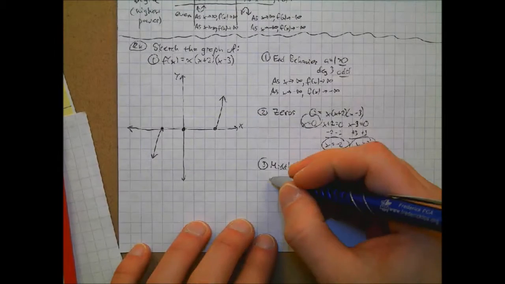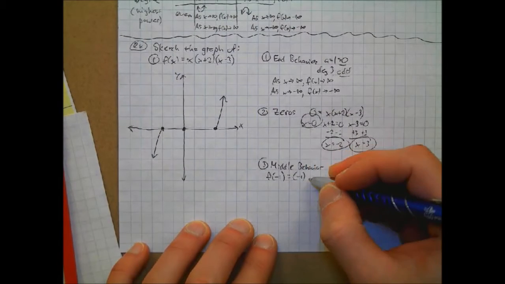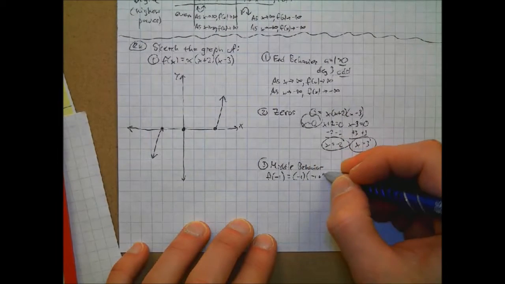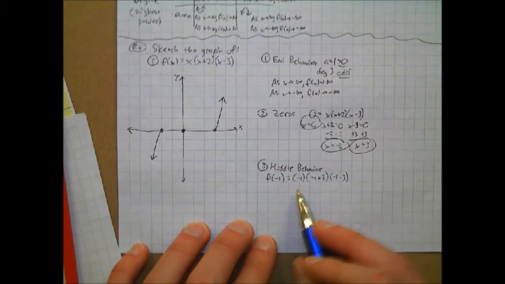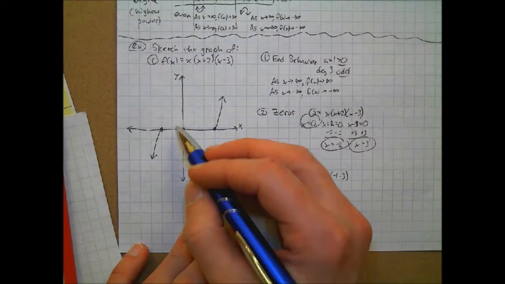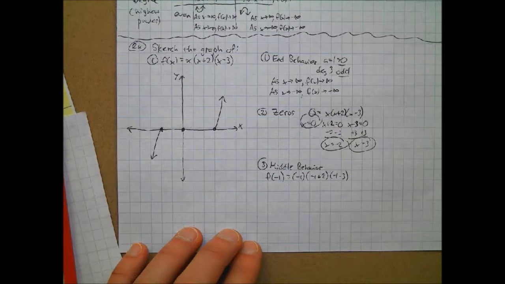So we'll do f of negative 1, which is going to be negative 1 times negative 1 plus 2, times negative 1 minus 3. So I'm just plugging in negative 1. I'm picking this point right here to try. Okay, it's between the two zeros there. I'm just going to see what y value we get. And that'll give us a point.